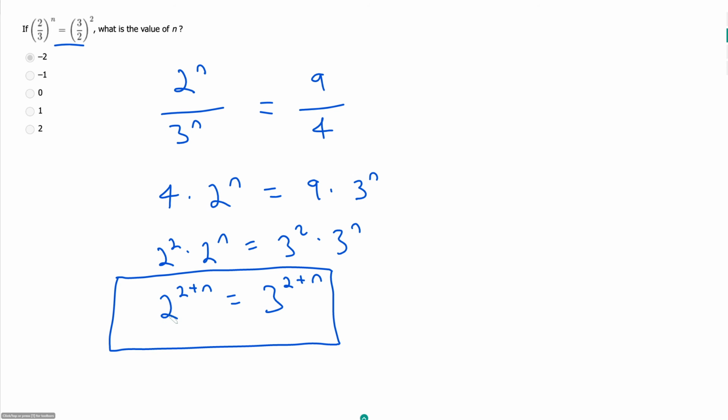So now, starting with answer choice A, if we plug in -2 for n, we get 2 to the 0th is equal to 3 to the 0th, and that actually is true, right? Because both of these are equal to 1. So A, in fact, is our answer.